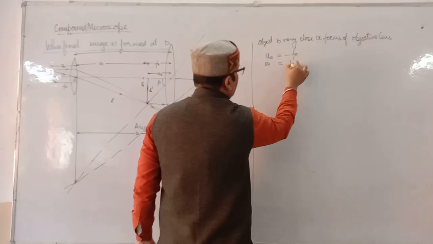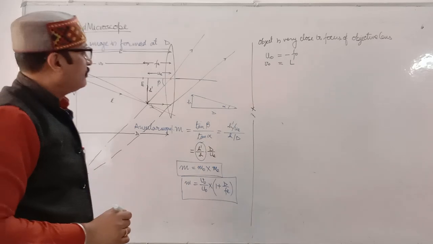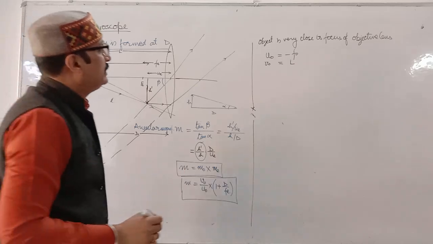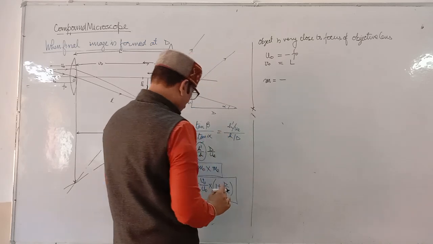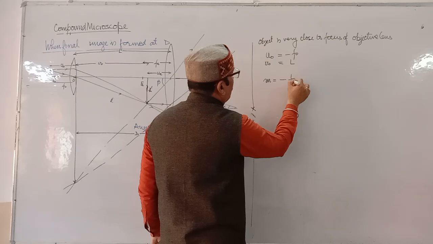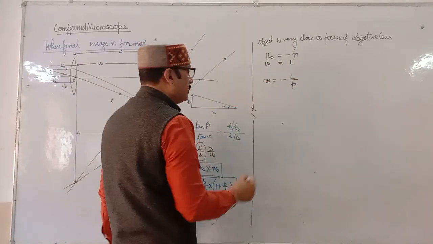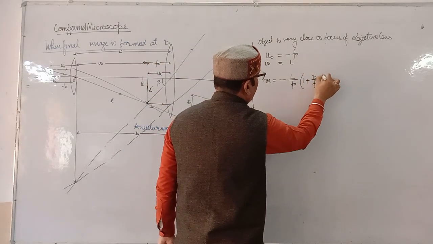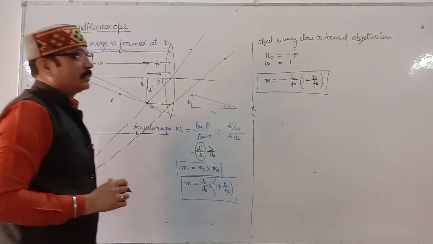So v(o) will be written as L, and by substituting these values, we can get the value of magnification by the compound microscope when the final image is formed at the least distance of distinct vision as m is equal to minus v(o), that is L, upon u(o), that is f(o). Since it is minus f(o), therefore I put minus here, and in bracket 1 plus d upon f(e), where f(e) is the focal length of the eyepiece. That's all. Thank you.